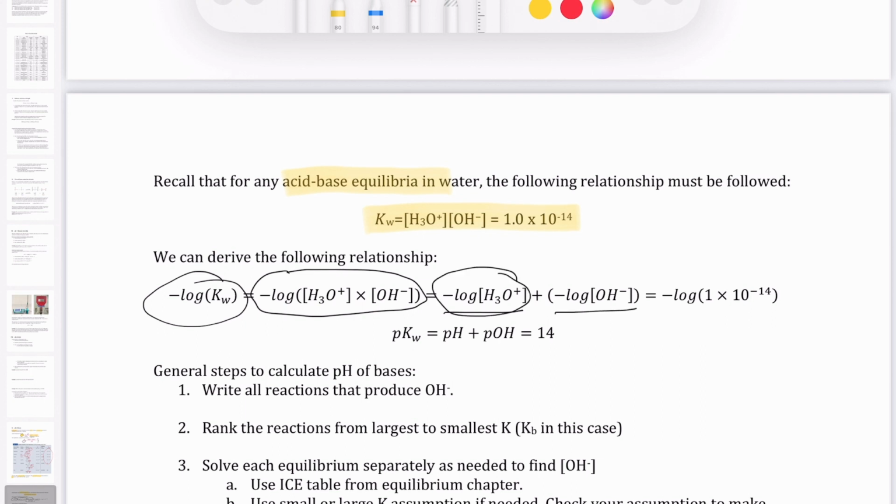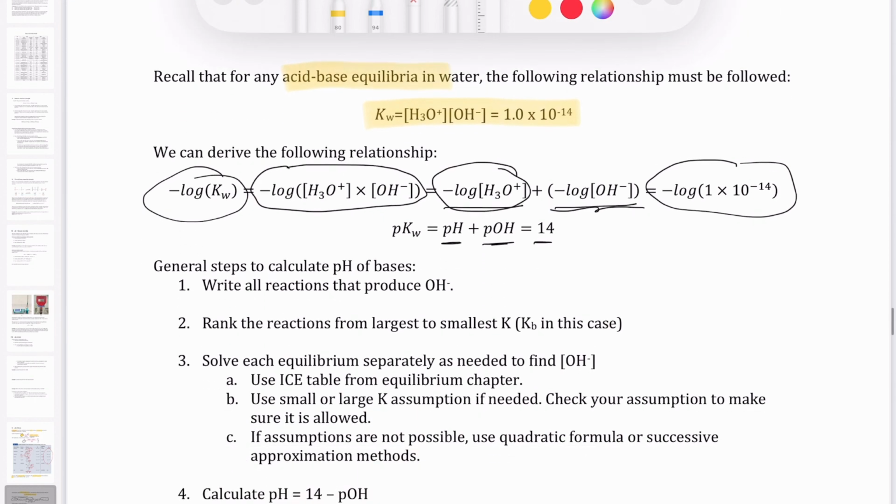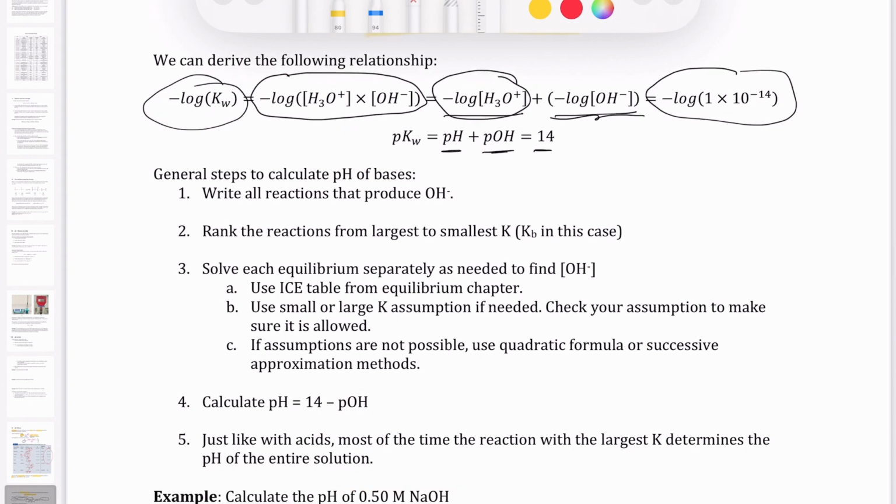But negative log of H3O+ is just the negative log of H+, which is pH. Negative log of OH-, we can call pOH. Remember that that operator p just means negative log. At 25 Celsius, Kw is equal to 10 to the minus 14. So negative log of Kw is the same as negative log of 10 to the minus 14. And that value is just 14. So in other words, we can say that pH plus pOH is equal to 14 at 25 Celsius. And that helps us calculate pH if we know pOH, which we will when we solve base problems.